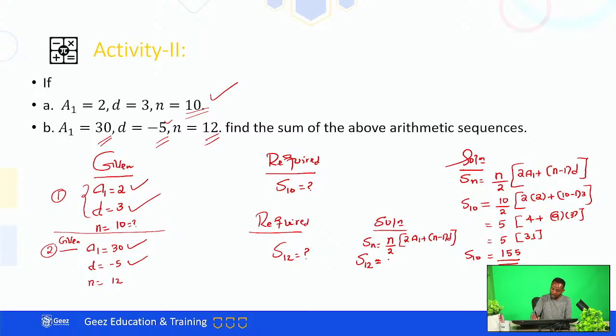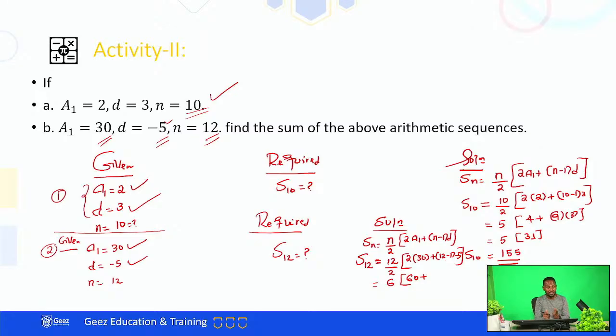So 12 over 2, multiplied by 2 into the first term, which is 30, isn't it? 30 plus n is 12, so 12 minus 1 multiplied by the common difference which is minus 5. So a little bit here, I'm gonna put minus 5. Close the bracket. So 12 over 2 is 6 into 2 multiplied by 30, which is 60, plus 11 multiplied by minus 5.